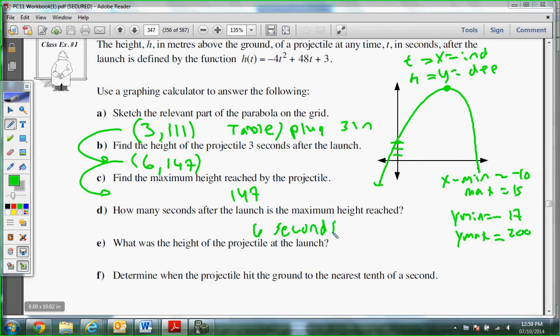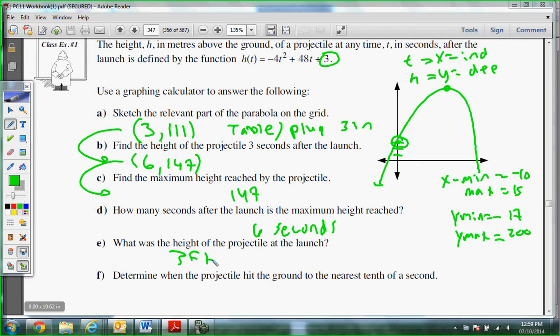What was the height of the projectile at the launch? So at 0 time, where is it launched from? 3. Good. Right here, the y-intercept. 3. So what would that account for? Let's say it's throwing a ball. What would make sense? What's the 3? Yeah, it's your hand because it's off the ground, right? So you're throwing it from your hand. Good.